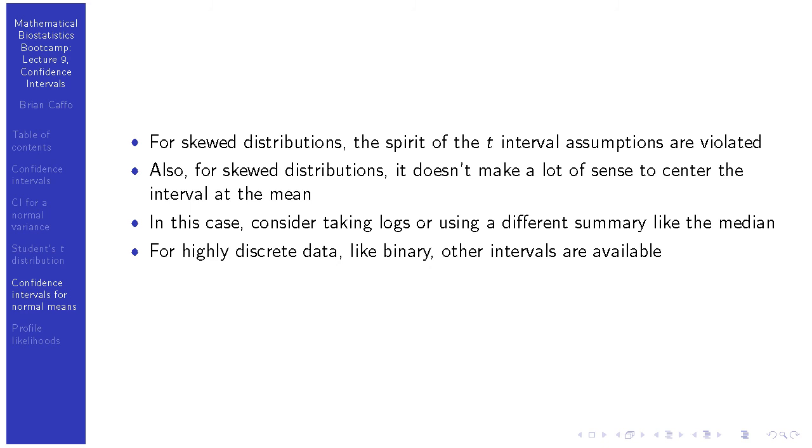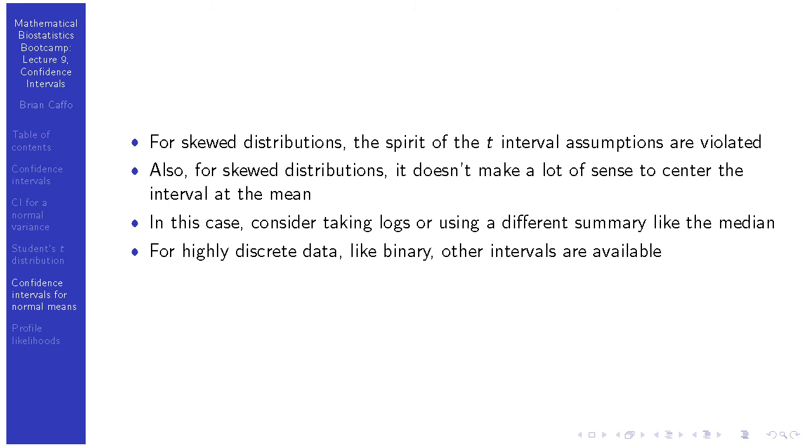trying some things like taking a natural log of your data, if it's positive, to get it to be more Gaussian looking before you do a t-confidence interval. And we'll spend an entire lecture on the consequences of logging data, so you can wait for that. But I would just say for skewed distributions, it violates the intent of the t-interval, so maybe think of things like doing logs. And also, for skewed distributions, maybe it doesn't make as much sense to center the interval around its mean in the way that we're doing with this t-interval.